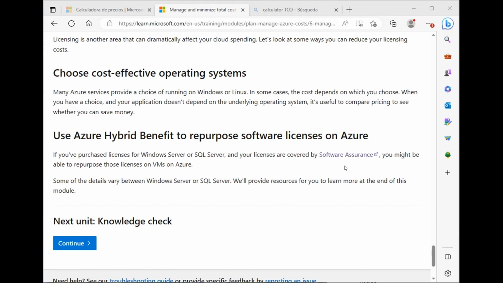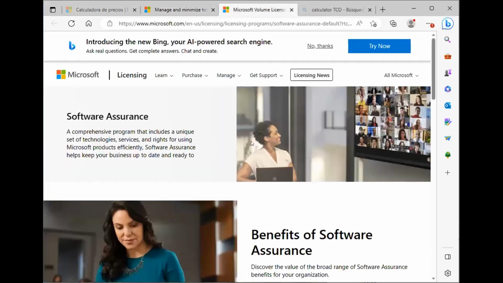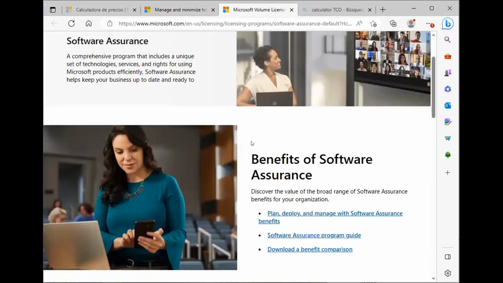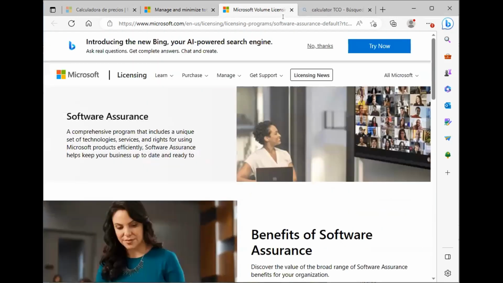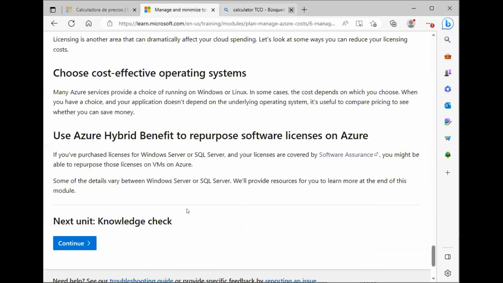I'll see the link for Software Assurance. This is a panel of information. Okay, nothing interesting.